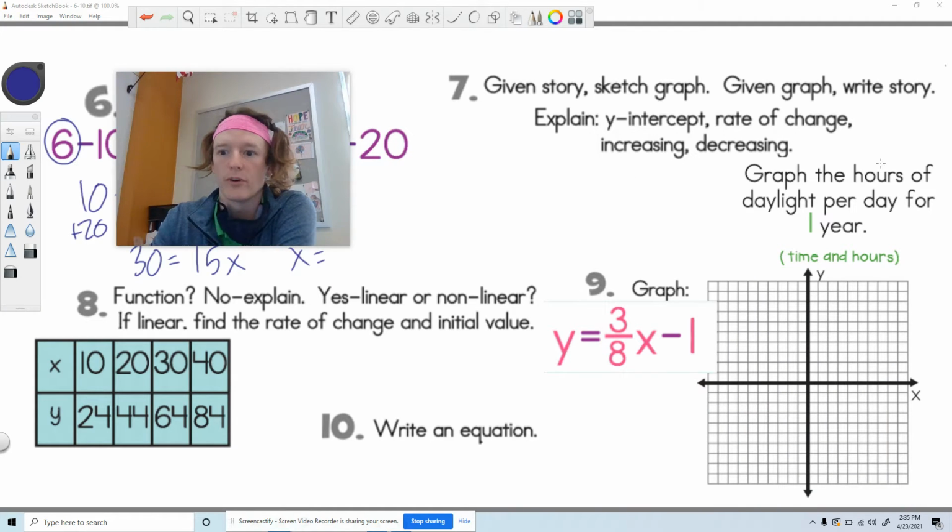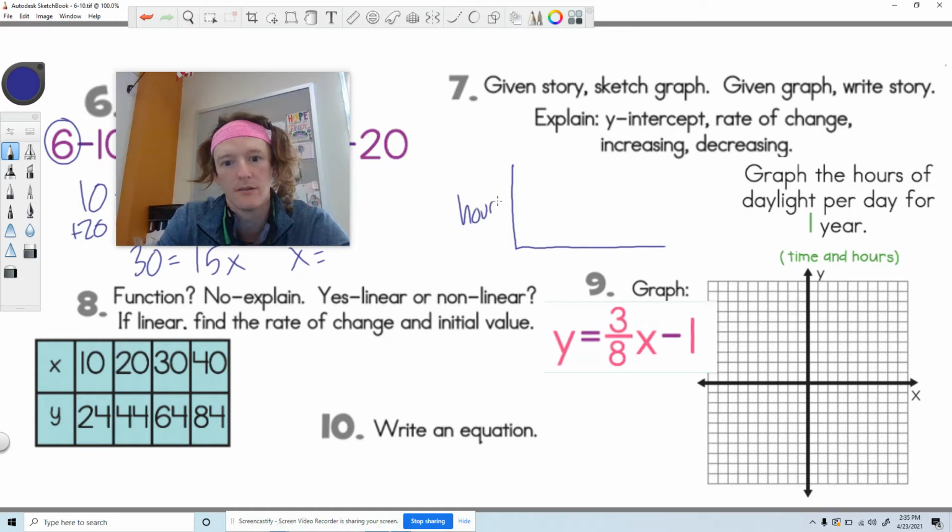Number 7, we're given this story. We're going to graph the hours of daylight per day for a year. Well, let's think. Here's our time and here's our hours. So time, let's say we start in the winter. I know that in the winter it gets dark earlier, so the daylight is probably a little bit lower.